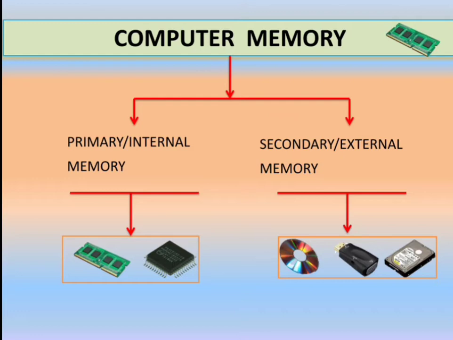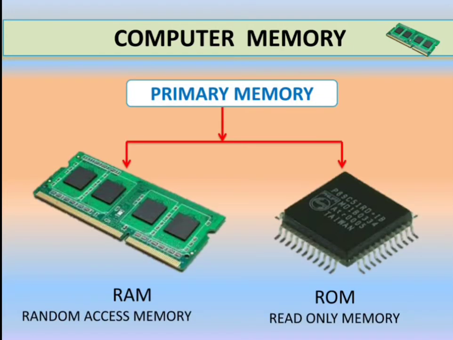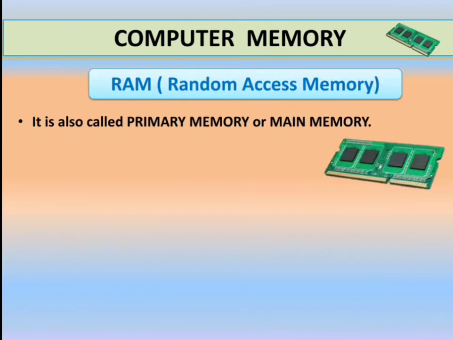Alright. So now let us start with the primary memory. So students, primary memory is the main memory of the computer that resides inside the computer. That is why it is also called internal memory, because it is present inside the computer. It is of two types. First one is RAM and the other one is ROM. Now let us understand the two types of primary memory one by one.